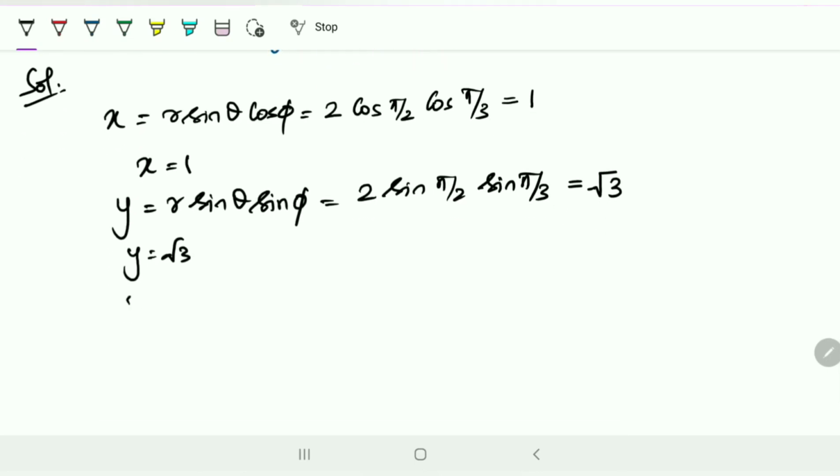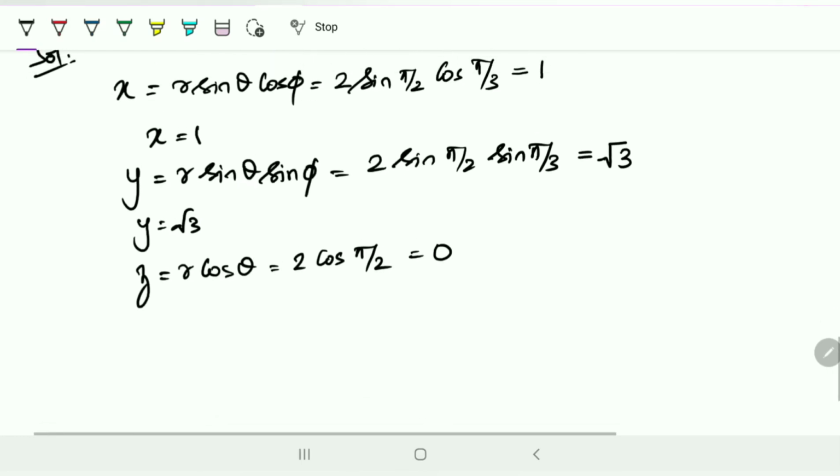And the last thing, the z value, we have to find. The value is r cos theta. So r is 2, and theta is pi by 2, cos pi by 2 will be 0, and you will get 0. I'm sorry, I mentioned sin pi by 2 earlier; this is not sin pi by 2, it is cos pi by 2. Otherwise I should be getting 0. Okay, so please note that. And now we have got the values of x, y and z. So the z value is 0.